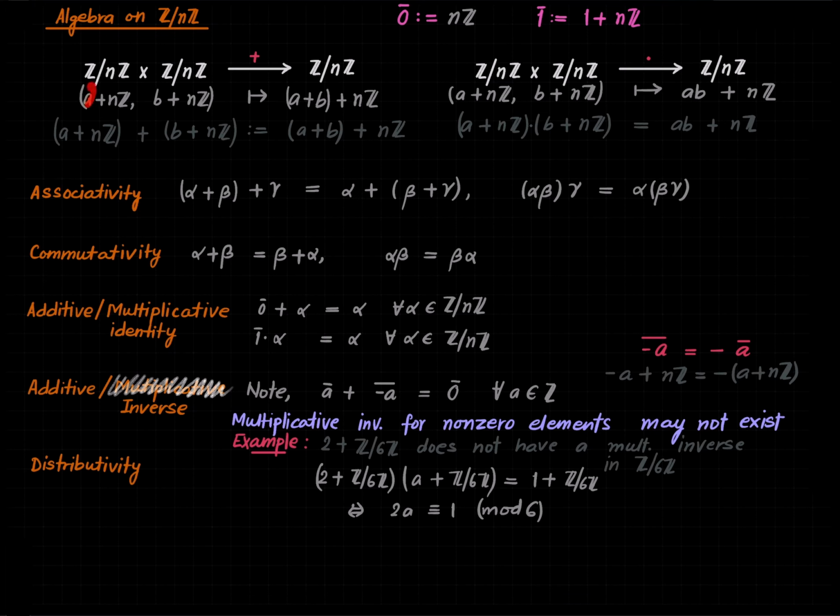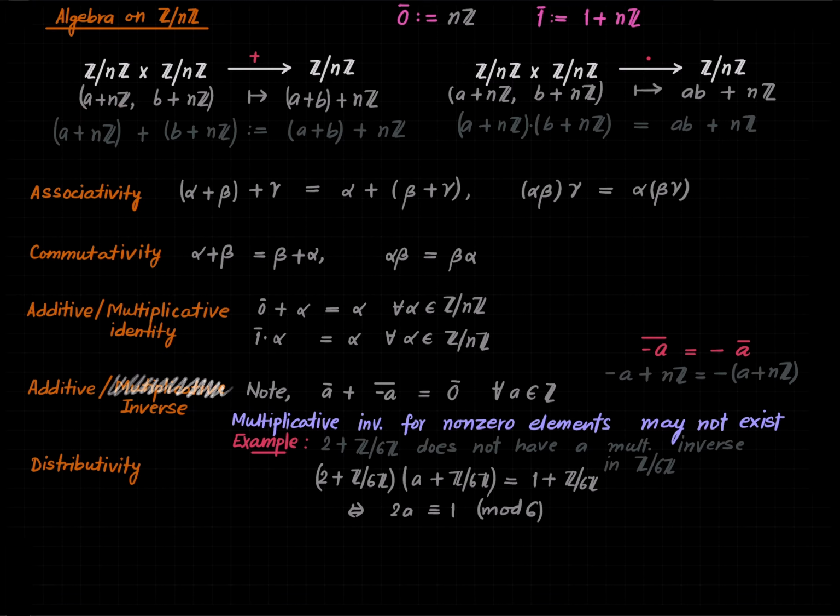These things are called representatives. If you have a plus nZ as an element of Z mod nZ, then a is a representative of a plus nZ. Suppose you pick an equivalence class under any equivalence relation, the elements of the equivalence class are called the representatives of the equivalence class. And a plus nZ is a particular equivalence class under the congruence relation modulo n. So it is natural to call the elements of this thing representatives of it. So a is a representative of a plus nZ.